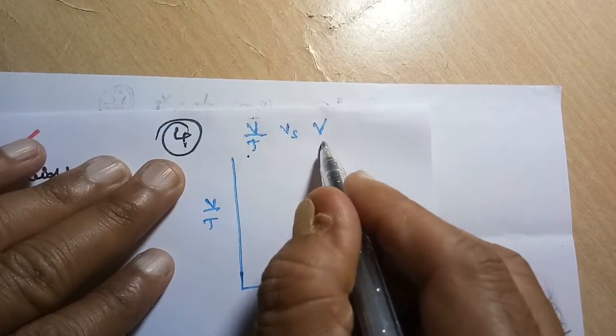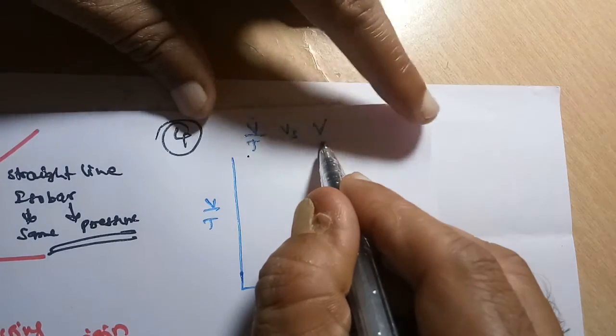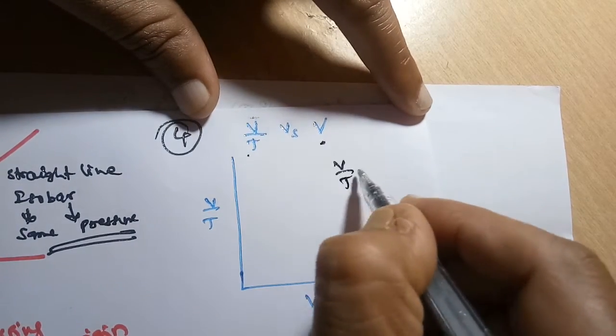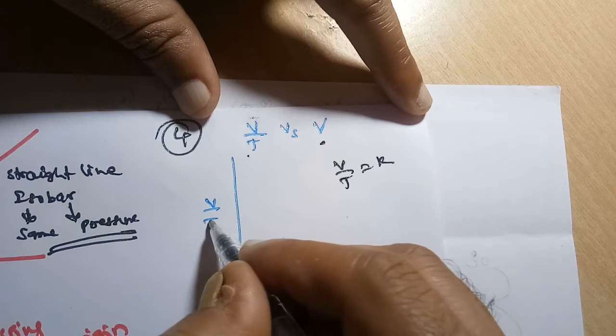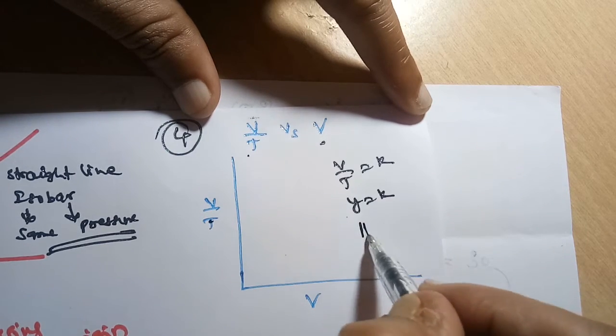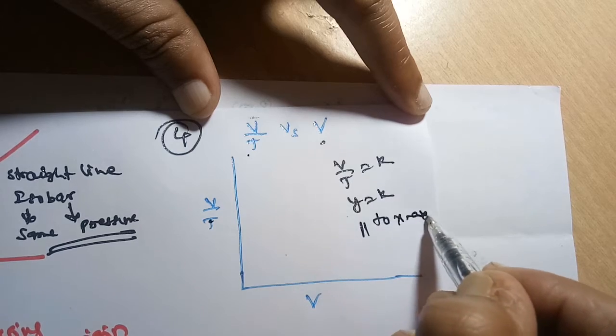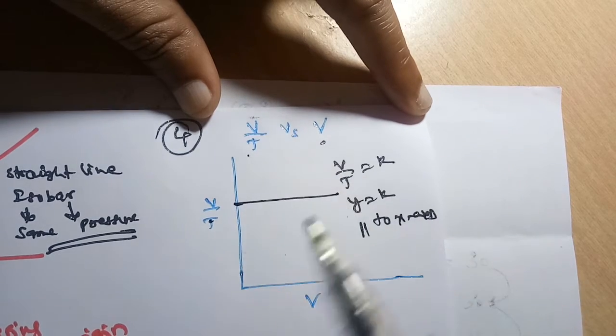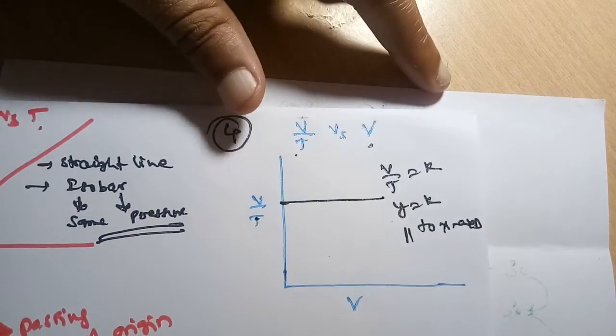Now the fourth type of graph: V by T versus V. In Charles law we have V by T is equal to constant. V by T on the y-axis. So y is equal to constant. How is it present? Parallel to the x-axis. So that's why we will get this type of graph.